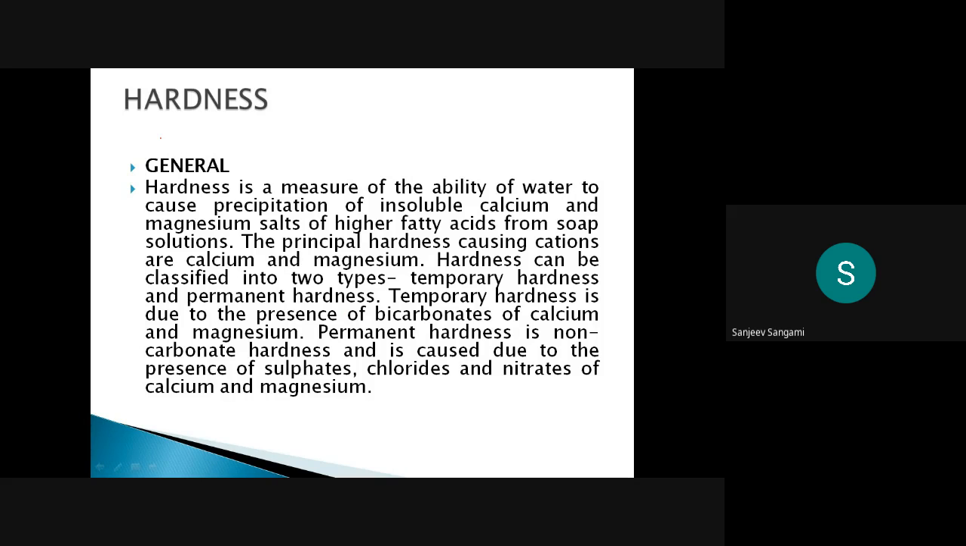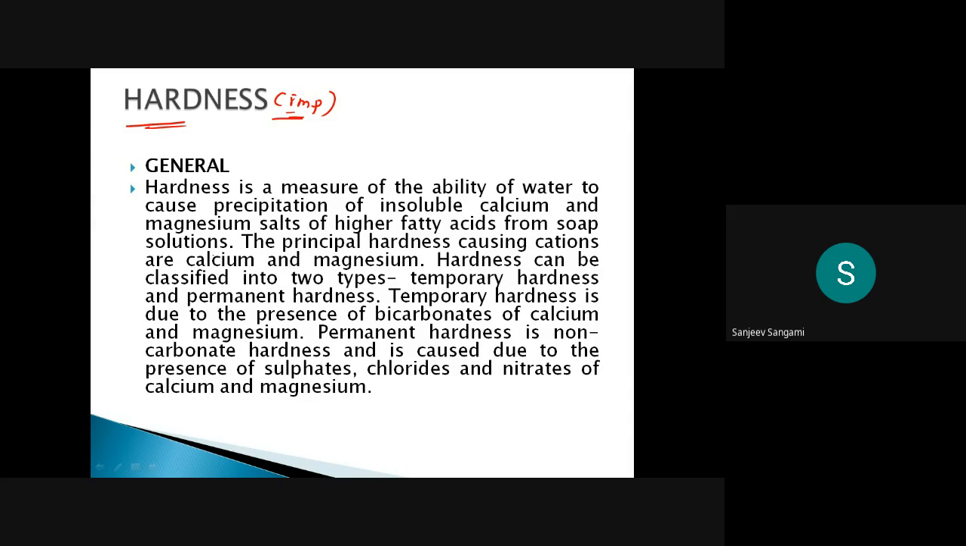So hardness is also one very important parameter. This you already know, maybe you might have conducted an experiment in your first semester, maybe in the chemistry lab. Okay, so hardness is the measure of the ability of water to cause a precipitation of insoluble calcium and magnesium salts of higher fatty acids from soap solutions.